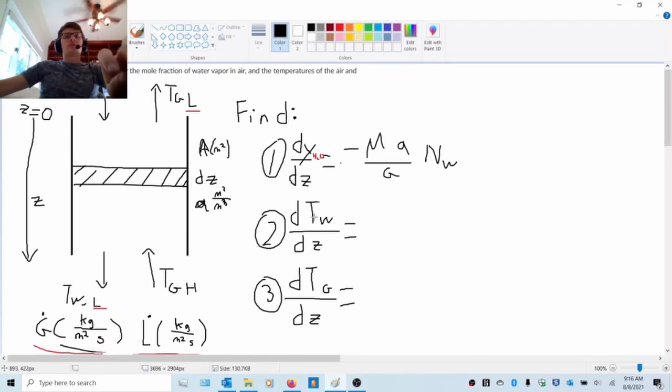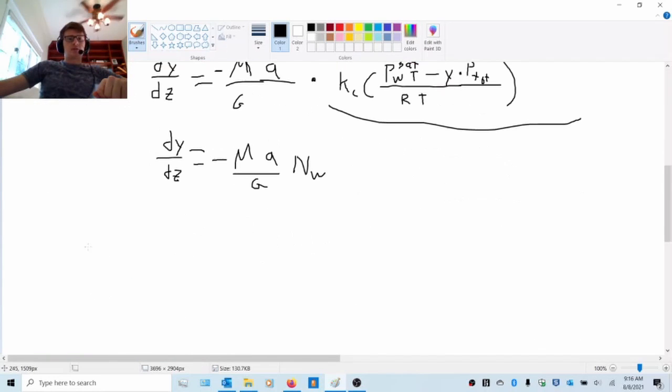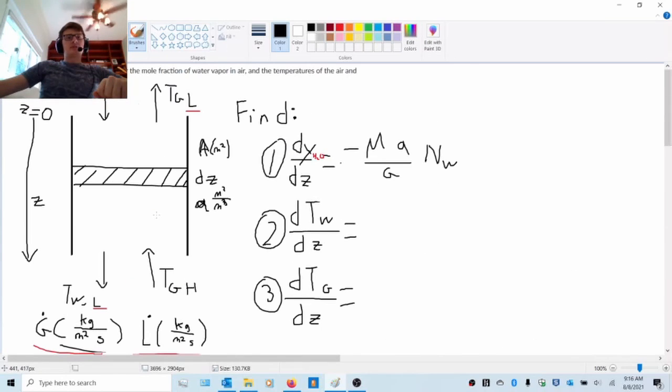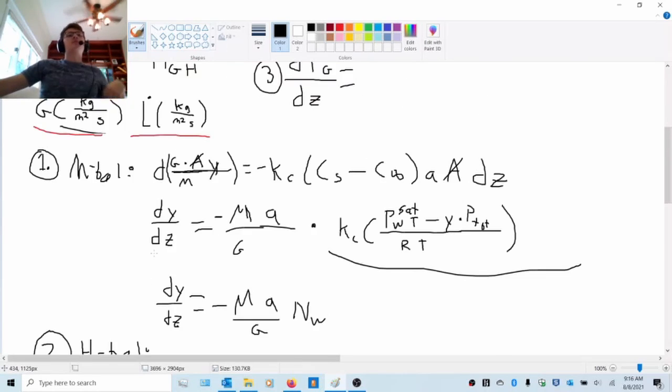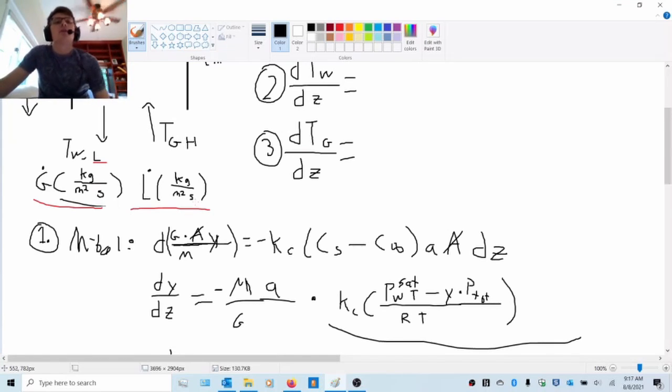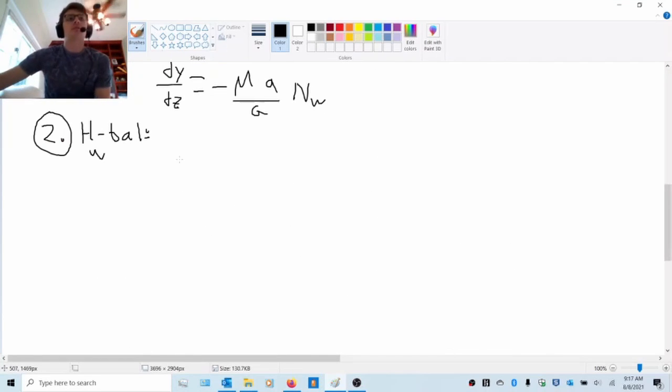Now equation 2, we're looking for the change in temperature of the water over the change in Z, the change in height. So yeah, let's go ahead and get 2. Now, because this is like a cooling tower, and we're looking for a change in temperature, let's go ahead and set it up like an enthalpy balance, right? So I'll write that as HBAL. And this is for water, because once again, we're just looking at the temperature of water right here.